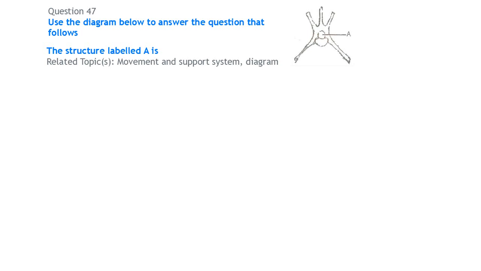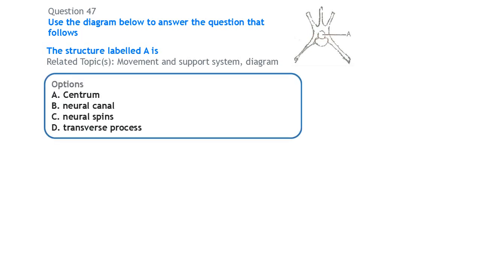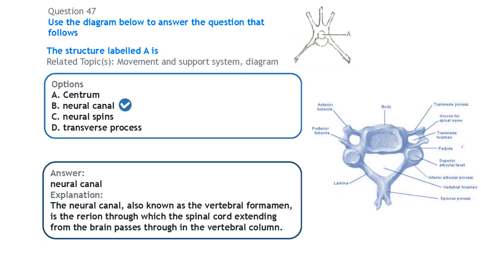Next, using the same diagram, the question is the structure labeled A, that is this part here labeled A, is. That part labeled A is called the neural canal. The neural canal is the part of the bones of the spine through which the spinal cord runs. The spinal cord is inside the spine, and runs through this part here, this neural canal. It's also called the vertebral foramen. As you can see in this diagram, we have the vertebral foramen or the neural canal, where the spinal cord runs through.